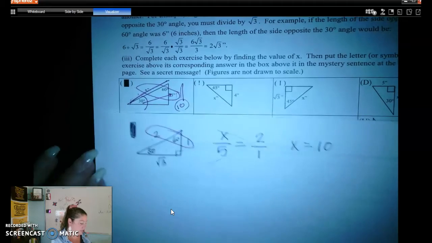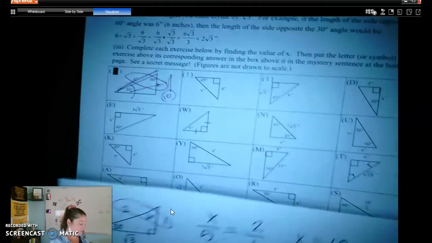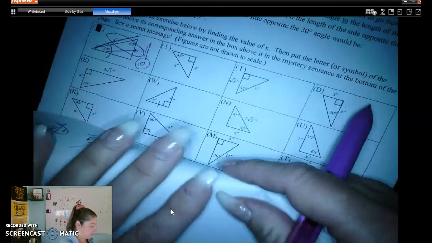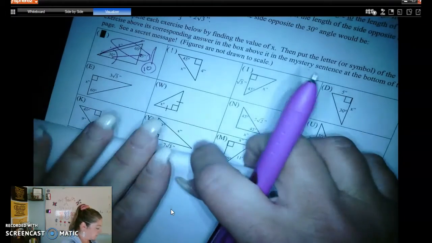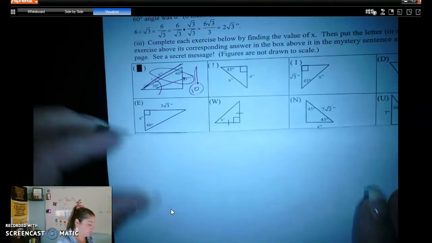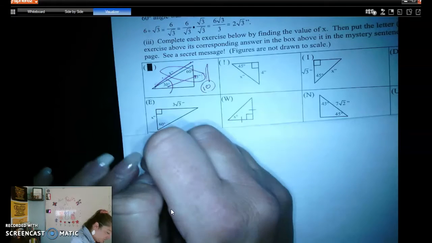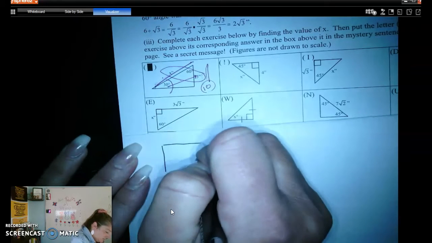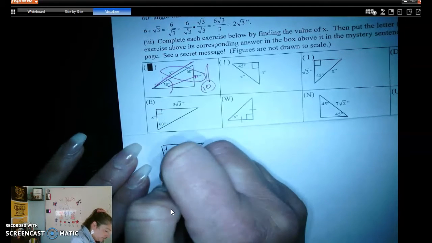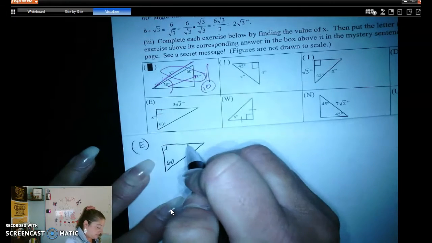Let's go do it again, okay? Let's go do letter E. So again, I'm just going to fold this out of the way so that I can see it a little bit better. But what we're going to do is we're going to draw that triangle again. So we're going to go draw the triangle for letter E in the same position that it is. Okay, it's almost like I'm tracing it. So I have a 60. Here's my 90. This is a 30.